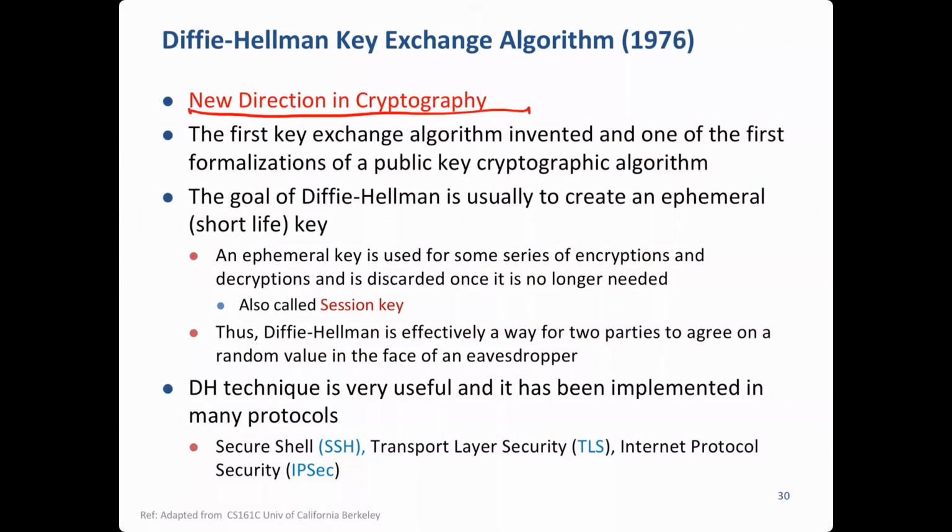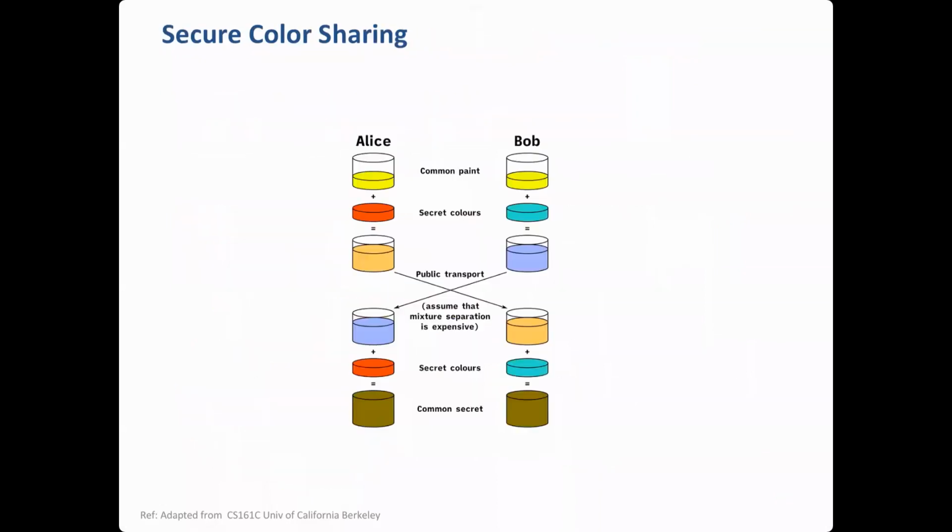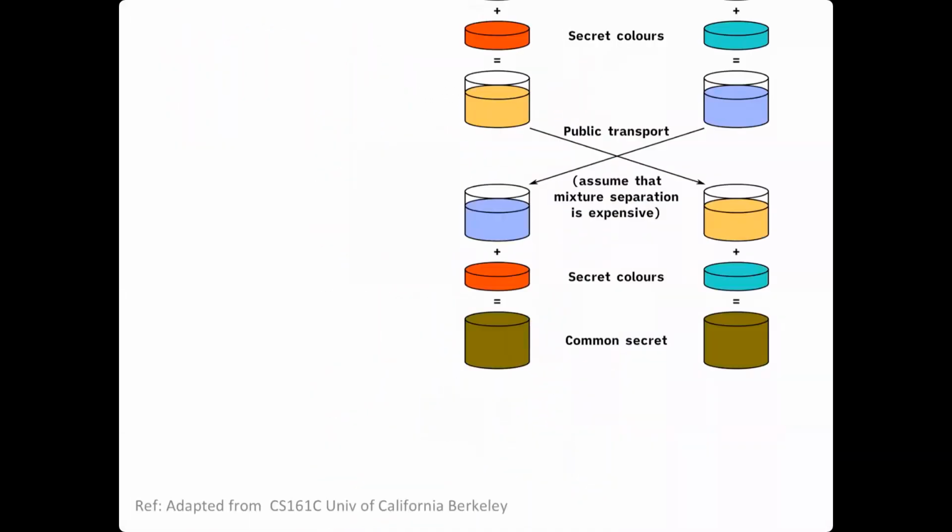Through Diffie-Hellman, both Alice and Bob generate a key and use it only for a short time. For this reason we call it a session key. We also call it an ephemeral or short-life key. This algorithm is very important, and we are going to use it in protocols like SSH, TLS. TLS we use very often; HTTPS uses TLS internally, and IPsec. Look at this diagram, which defines the Diffie-Hellman algorithm.